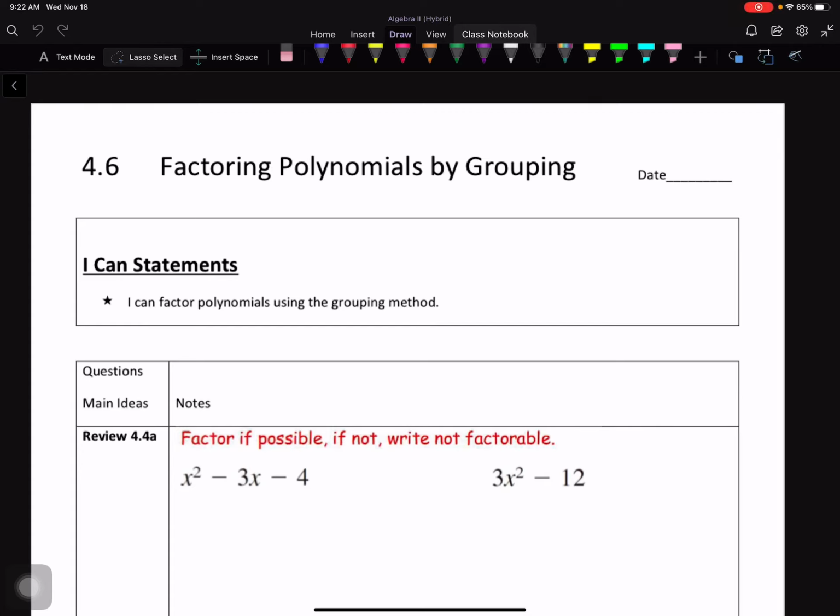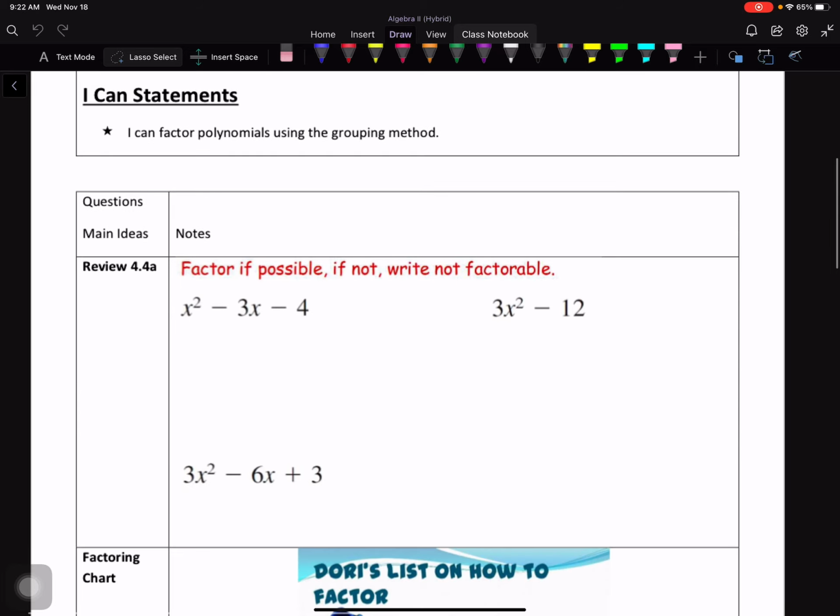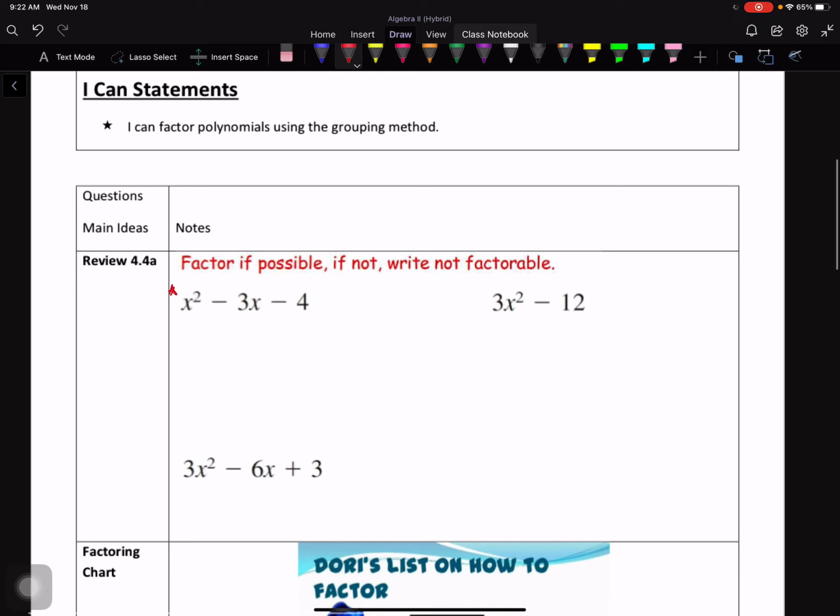All right, section 4.6, factoring polynomials by grouping. Just to review really quickly: factor if possible, and if not, it's not factorable. When you have a quadratic trinomial, which is what we have in the first example, first of all, you should always look for a greatest common factor, which there is none.